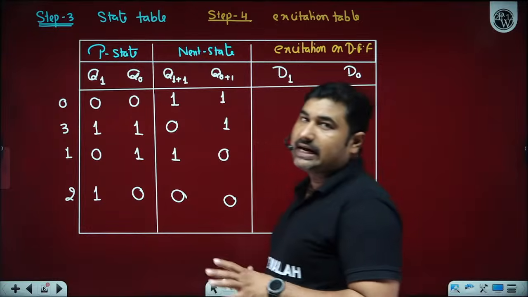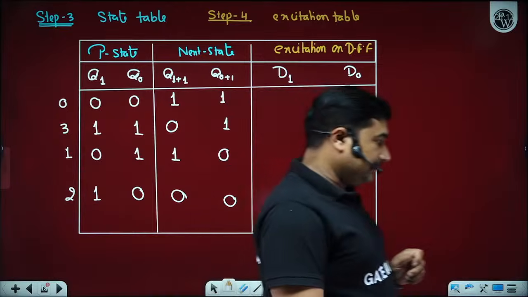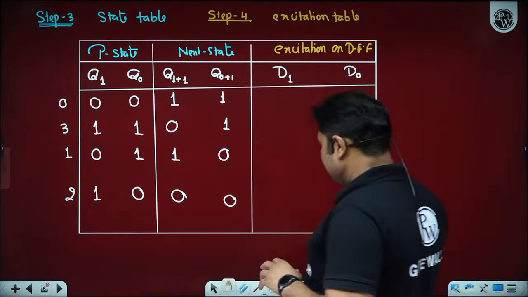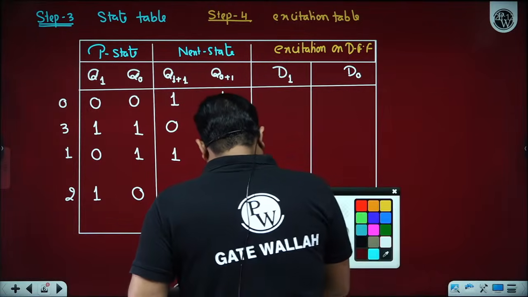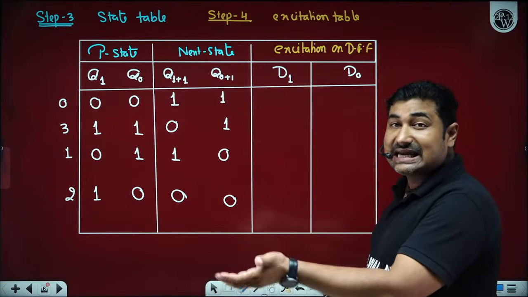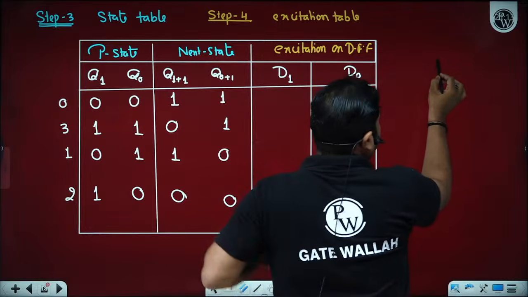Please let me know by writing in the comment section. Are you able to understand up to this part? Great. So now we know about the present state and next state. Next is to write the excitation table of the required flip-flop based upon the present state and next state required. We all know about the excitation table of D flip-flop.